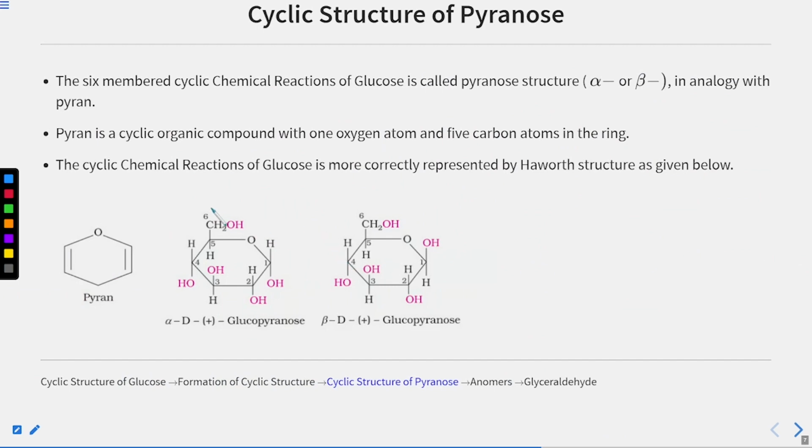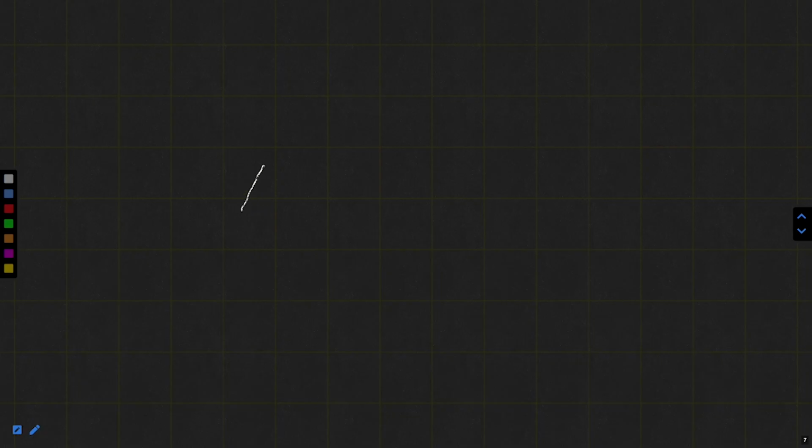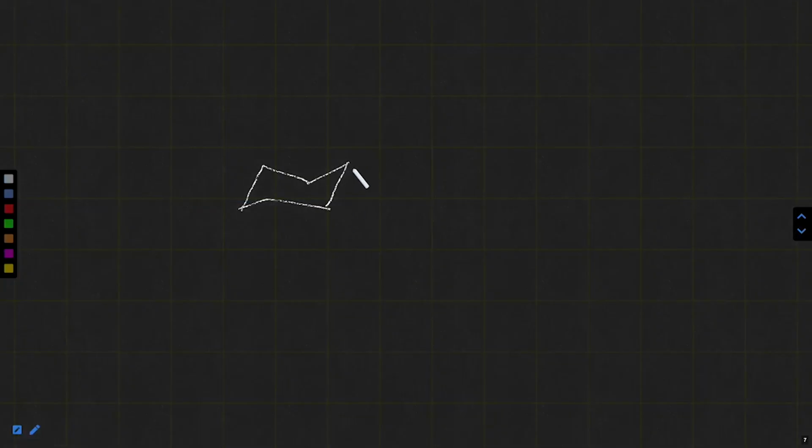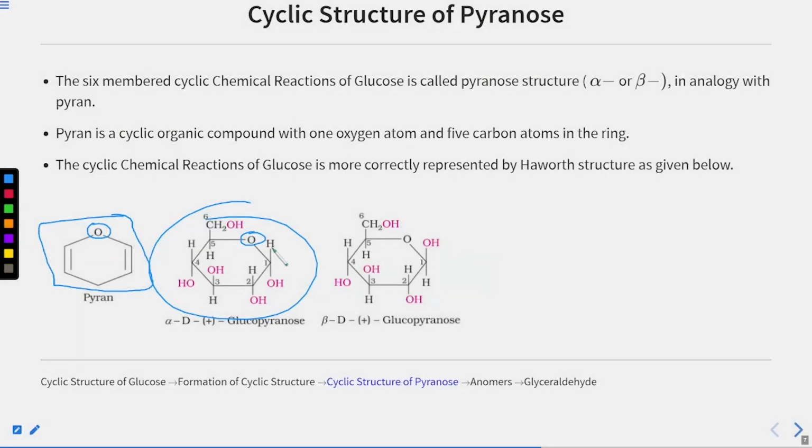So let us talk more about this structure. Now, if I ask you to draw the chair form of this, how will I draw it? Let us see. First of all, we will draw the chair form of cyclohexane. Now let us try to put the substituents on this. I am naming this the first position, and we will have an O here.